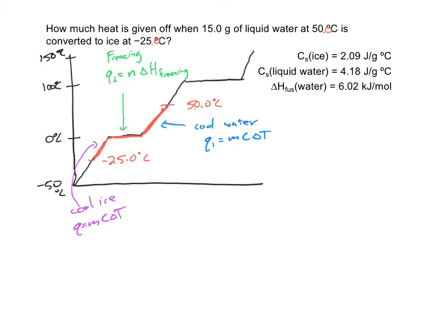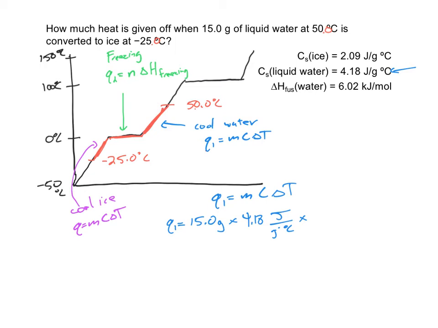All right, so when we now attack the problem, let's get Q1 first. I need to see how much heat is required to cool the water from 50 degrees Celsius to 0 degrees Celsius. So for that process, I'm going to use mc delta T. So Q1, I've got 15 grams. I need to be sure I use the correct heat capacity. So I need to use the heat capacity for liquid water. So that's 4.18 joules per gram times degrees Celsius times the change in temperature.